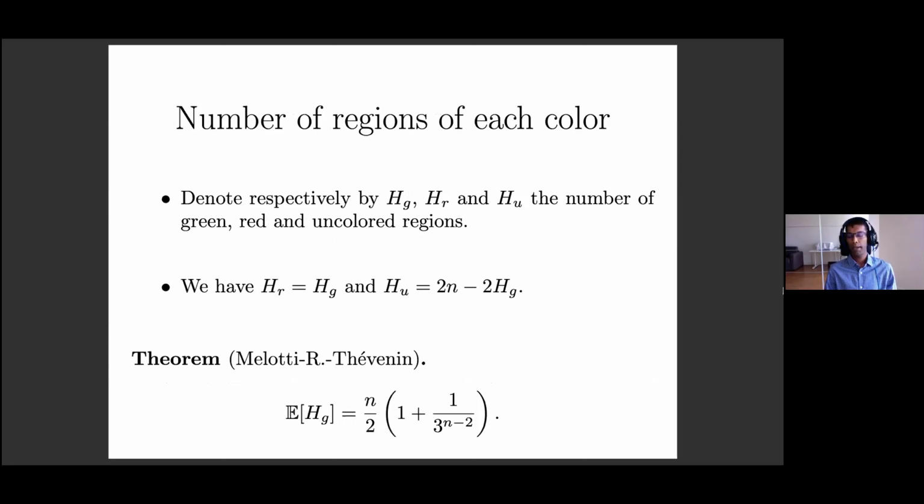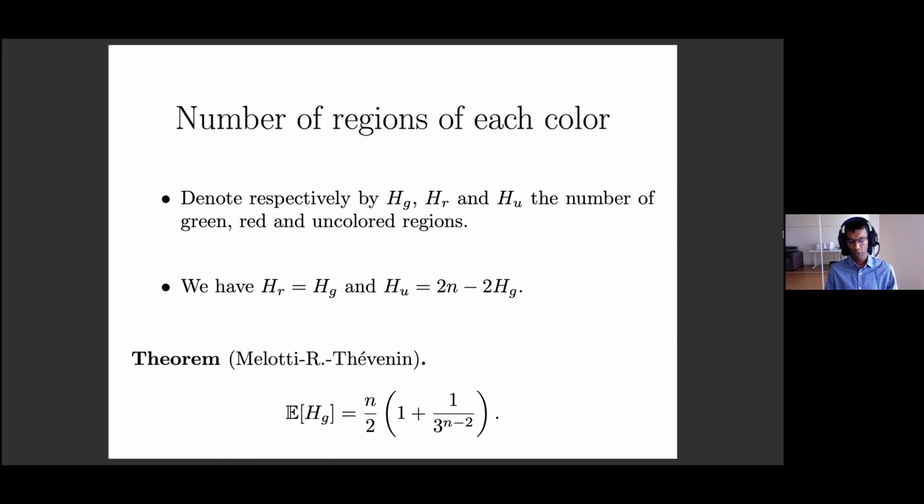For example, you can ask, how many regions of each color do you have? So I denote by Hg the number of green regions that you have, Hr the number of red regions, and Hu the number of uncolored regions. Actually, these 3 random variables are redundant, because in a realizable word, you know that green and red alternate. So the number of red equals the number of green. And you also know that the total number of regions is 2n. So this gives you the number of uncolored regions as a function of the number of green regions. So we just need to understand the distribution of the number of green regions.